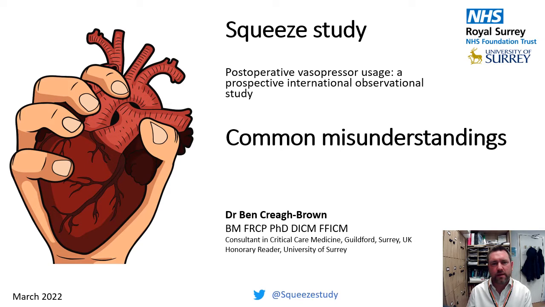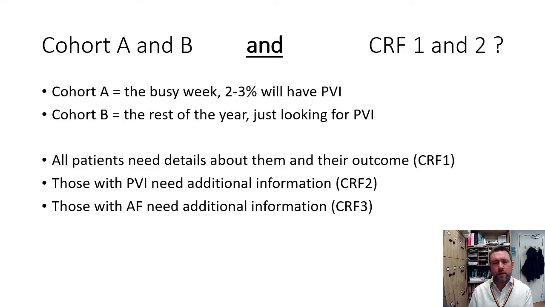I've made this slide set in preparation for the UK joining this international effort. So using what we've learned from other countries' experiences, I'm going to go through some of the common problems and explain how we can overcome them. The first thing to talk about is the confusion that can stem from having two different cohorts, and in fact in the UK's case, three different case report forms.